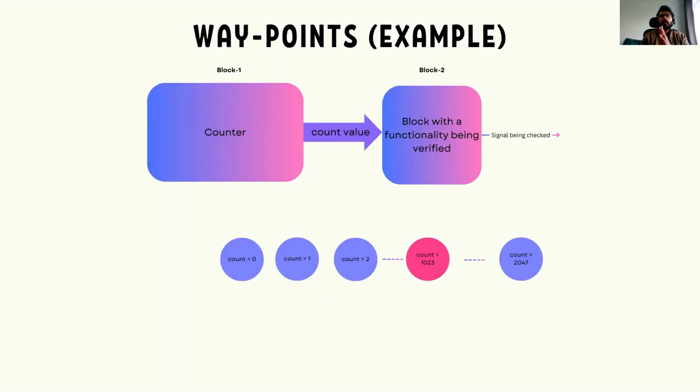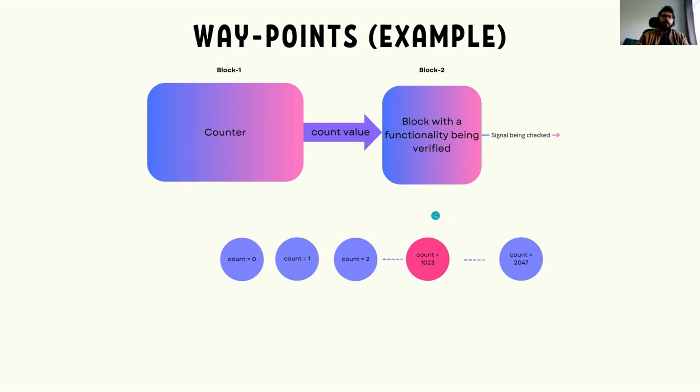So how do these waypoints look? In reality, the waypoints look like this. Let's consider a case where we have two blocks, block 1 and block 2. Block 1 is a simple counter, and block 2 is, let's say, an FSM or another block which is using the value of the counter to transition to a particular state, for example. And then when it transitions to a particular state, a check will get activated, and a particular check will be checking a functionality of block 2.